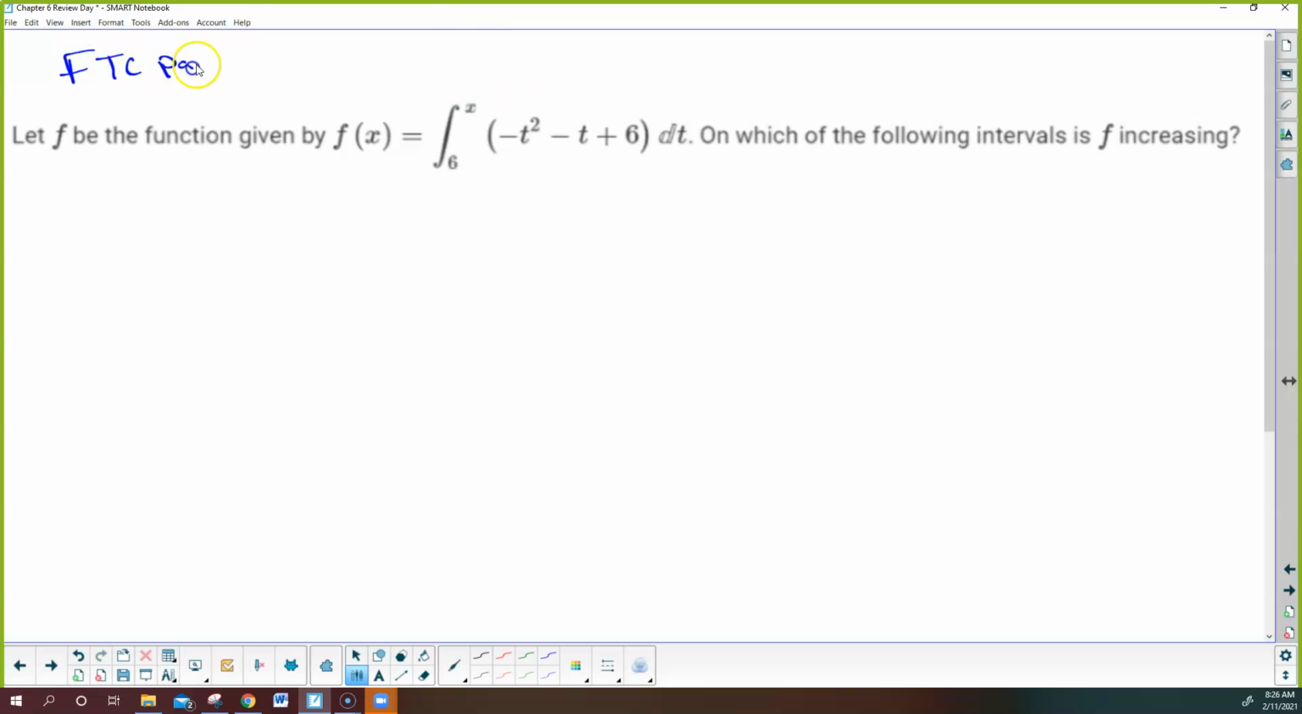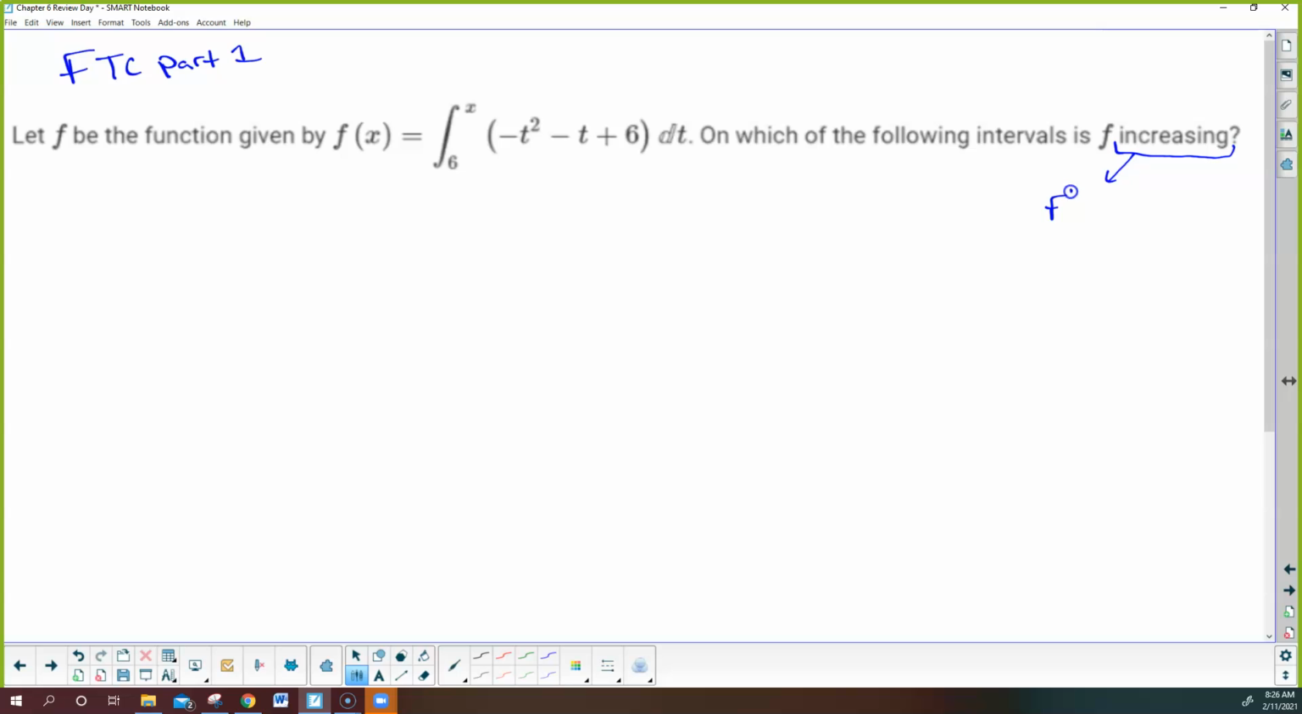So this is the idea of a fundamental theorem of calculus part 1 problem, which means a derivative and an integral cancel each other out. Let f be the function given by... So f is the area underneath the curve of this function of t. All right? On which of the following intervals is f increasing? Now, here's how I think of this. We want to know when this function is increasing.